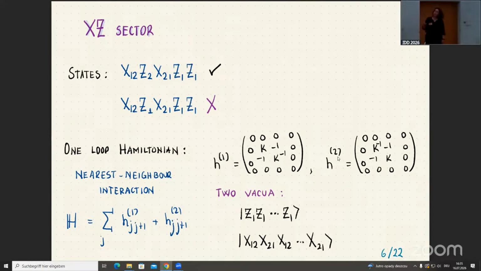And this one-loop Hamiltonian here is also nearest neighbor, but something changes. Now we have two copies, one associated to the index 1 and one associated to the index 2. The Hamiltonian is basically the sum of these two, and they are related just by kappa going to 1 over kappa. And if you put kappa going to 1, this is called the orbifold point.